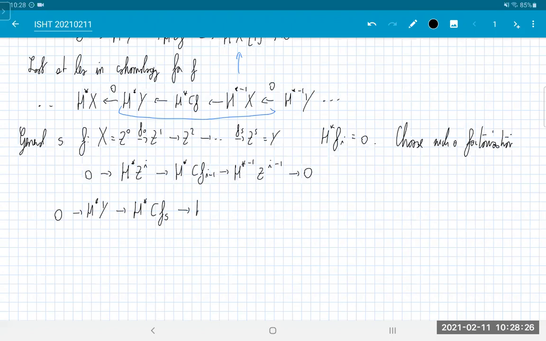You need to shift by one until you get to the cone of f_0, at which point you have shifted by s minus one. You get X shifted by s. You get such a complex. And it is known that such a complex represents a class in Ext^s. This is a sort of higher version of this description of Ext^1 as extensions.